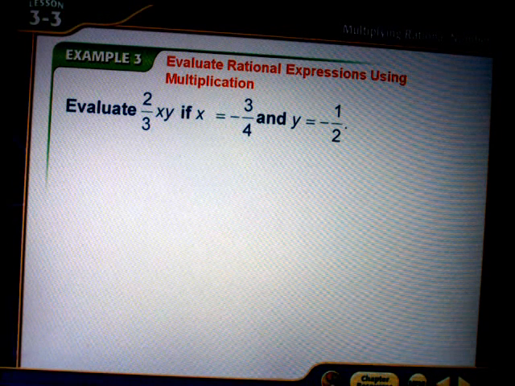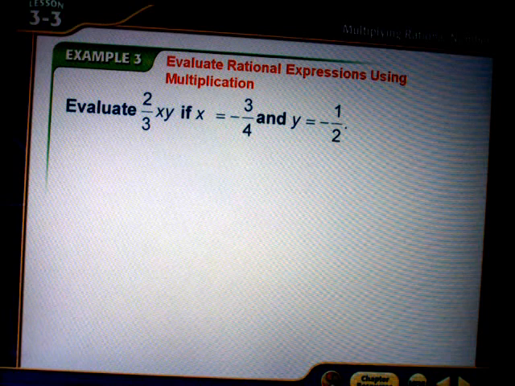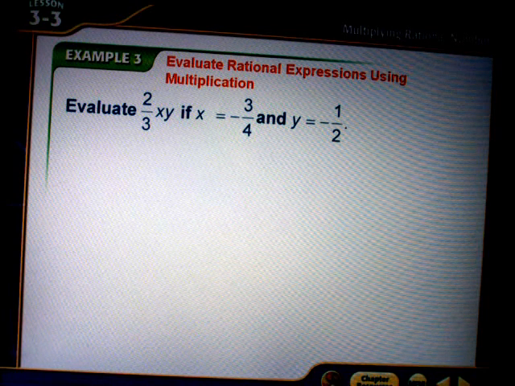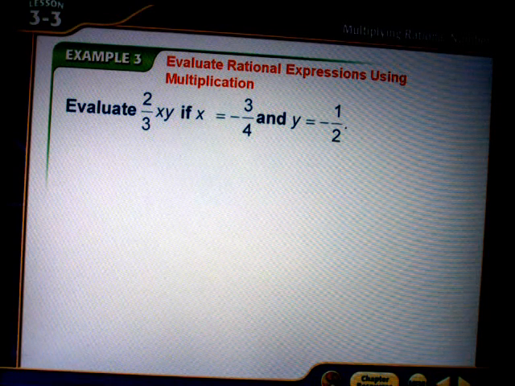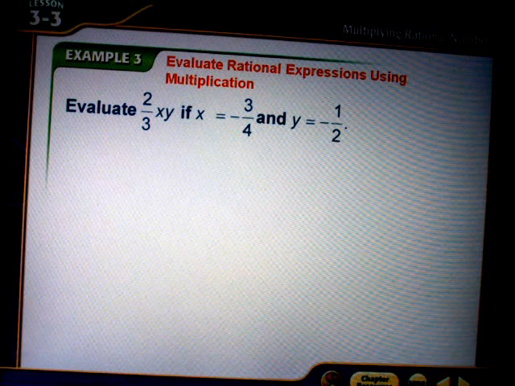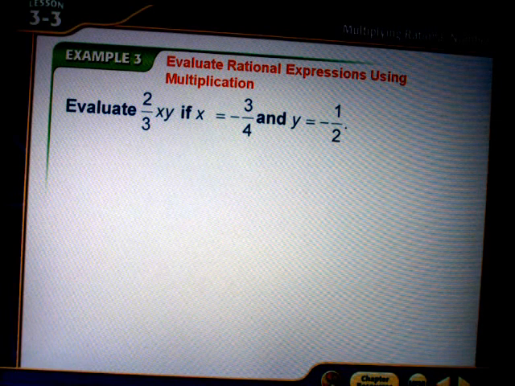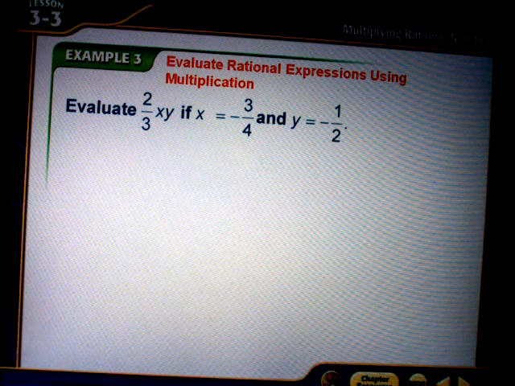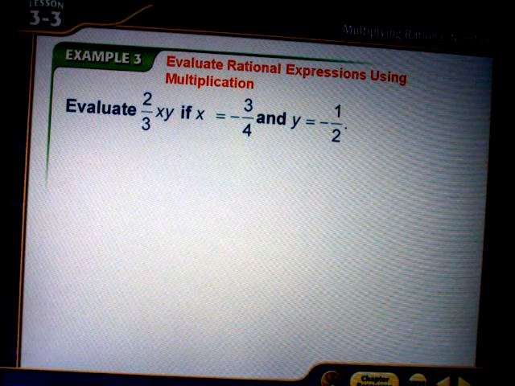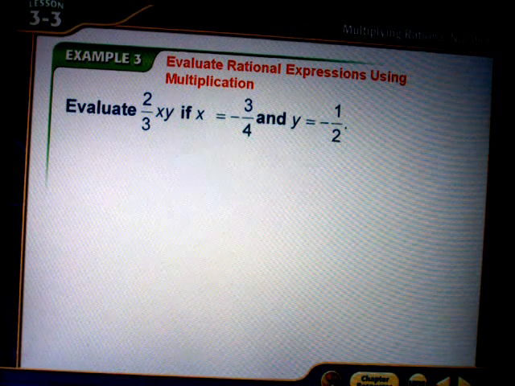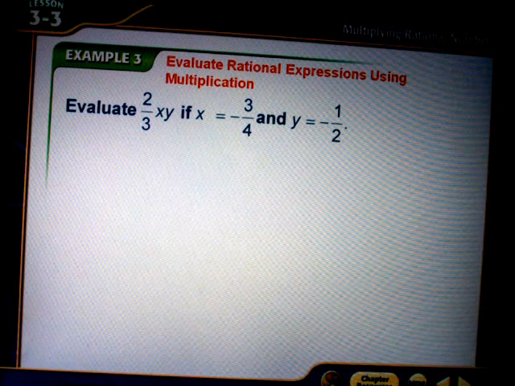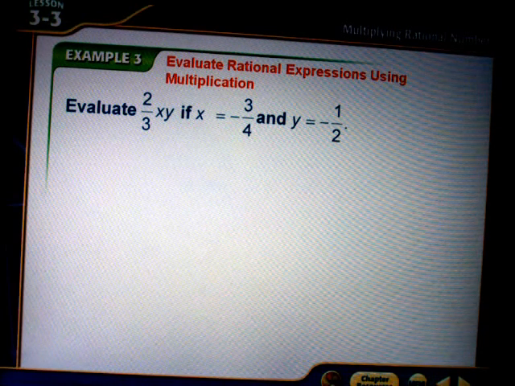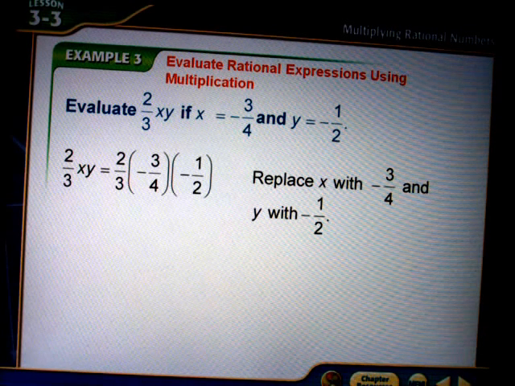So now what we're going to do is go into evaluating these rational expressions using multiplication. So we're going to evaluate 2/3 times xy if x is equal to negative 3/4 and y is equal to negative 1/2. So here we have a positive fraction times a negative fraction times a negative fraction. So we already know that our product, or our answer, is going to be positive. So we're going to substitute in our values.